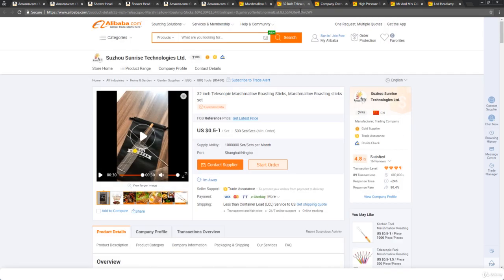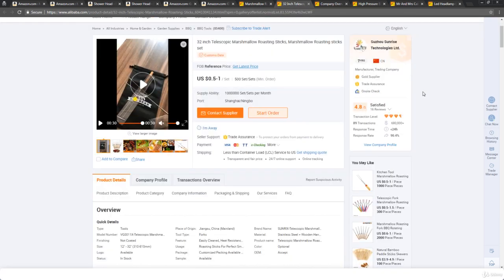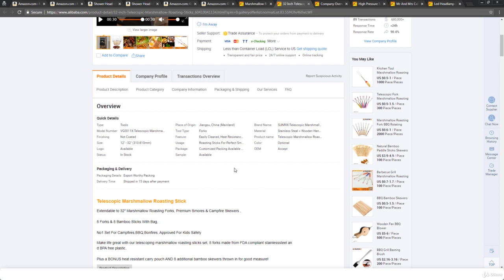All right, so let's go back to the product here. Now, let's scroll on down. Now, if you wanted to customize your product, so have a logo put on it, or customize the packaging, they do that as well. So you can purchase it as it is, or you can have it customized. Customization means much higher MOQs though, but nevertheless, they do offer it.